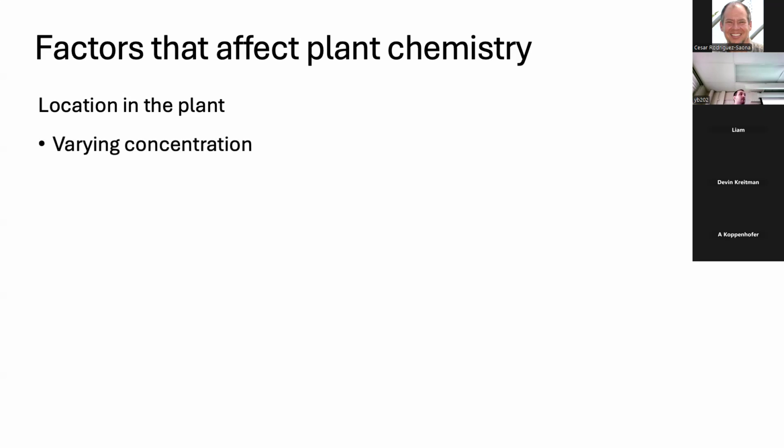Within the plant, there could be varying concentrations. If you look at a plant like the tomato plant from before, the flowers were yellow, the fruit was red, the plant was green. Different parts of the plant have different compounds in them at varying concentrations. Different ages of the plant could also lead to different plant chemistries. A young plant versus an old plant might have a completely different chemical profile. Maybe not completely different, but relatively different, and especially with the concentrations involved.